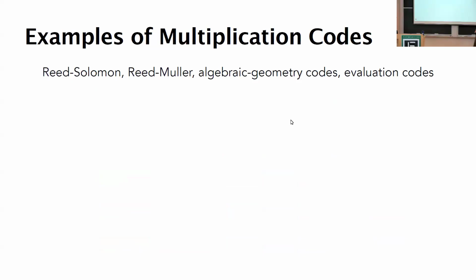Okay. So what are some examples of multiplication codes? I think all the codes we know with multiplication really are some sort of function or polynomial-based codes. So Reed-Solomon, Reed-Muller are both polynomial-based codes. There's these algebraic geometry codes which go to rational functions, and generally these evaluation codes.